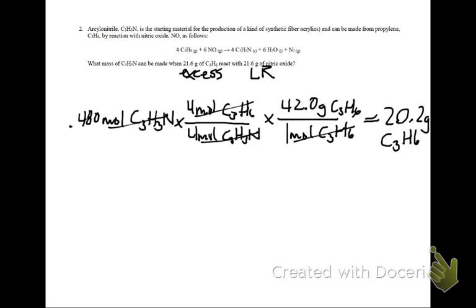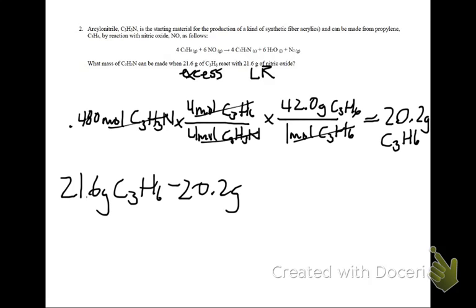Alright, so if we started the reaction with 21.6 grams of C3H6 and we used up 20.2 grams to complete this reaction, that means in the end we will have left over 1.4 grams of excess C3H6.